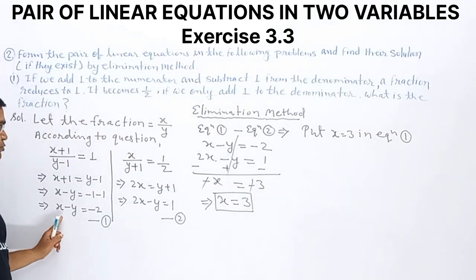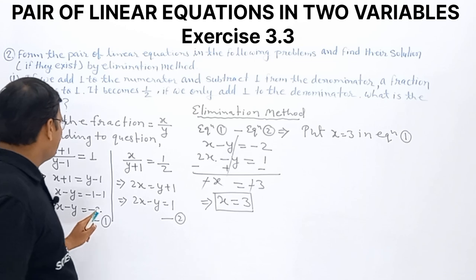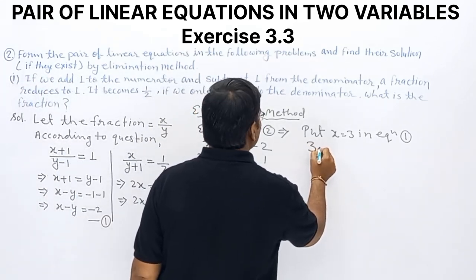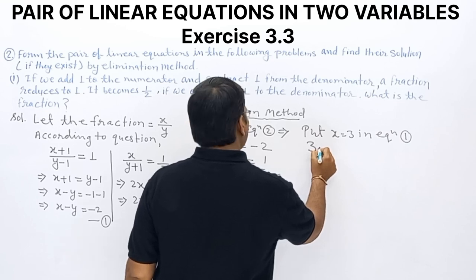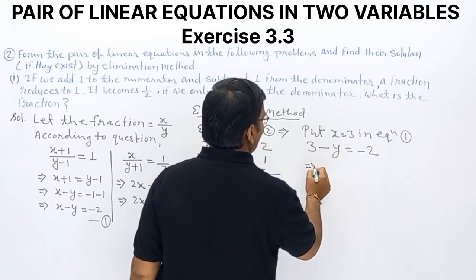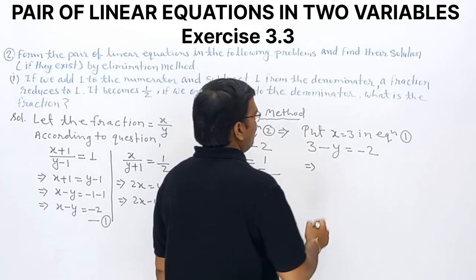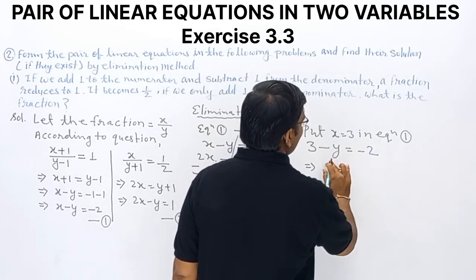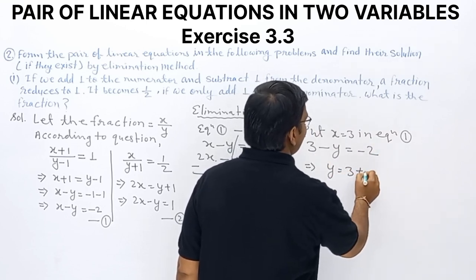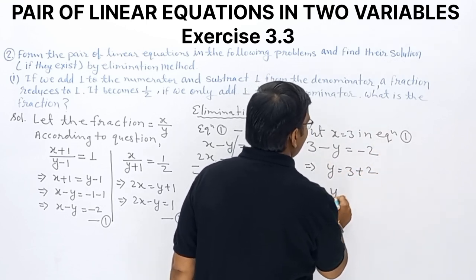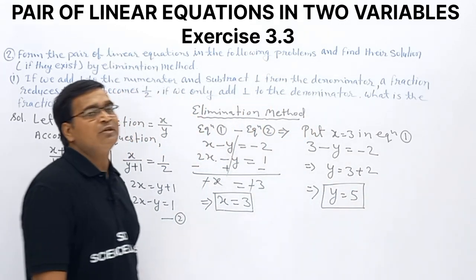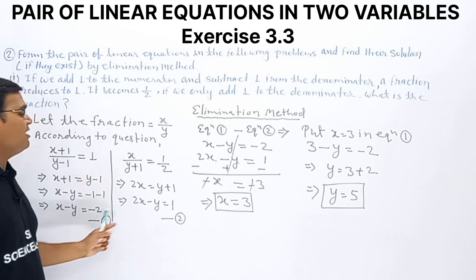x minus y equals what? Minus 2. So put x equal to 3, then this equation will be: 3 minus y equals minus 2. So finally what will be the value of y? I am transposing this towards the right, this towards the left, and interchanging. So y equal to 3 plus 2. Finally y will be what? 5 we are getting. So we obtained the solution of the pair of these linear equations.